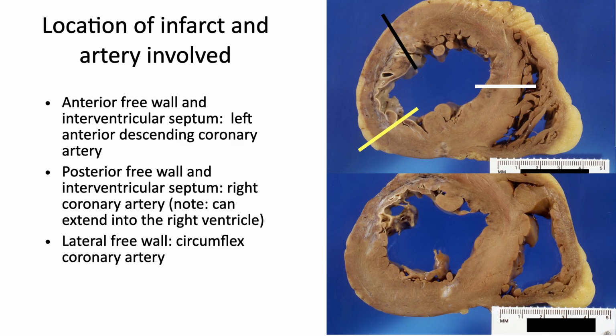And so remember, the right coronary artery, which is going to supply the inferior or posterior wall, that's going to be the posterior descending, and in 90% of people it comes from the right, but in 10% it comes from the circumflex.